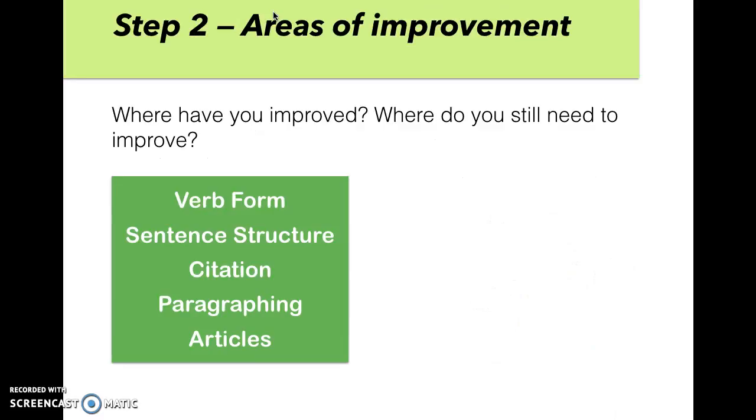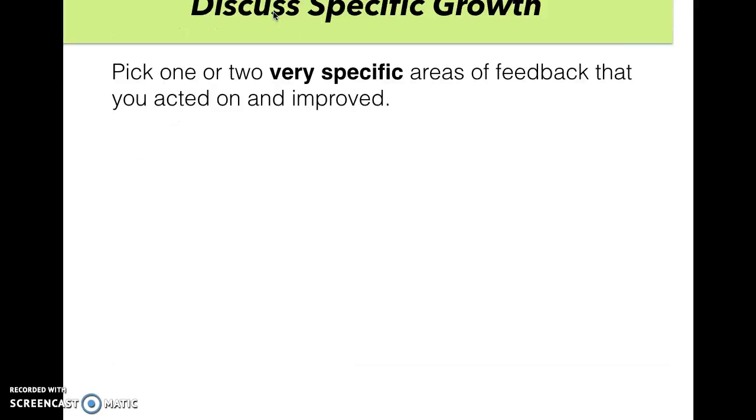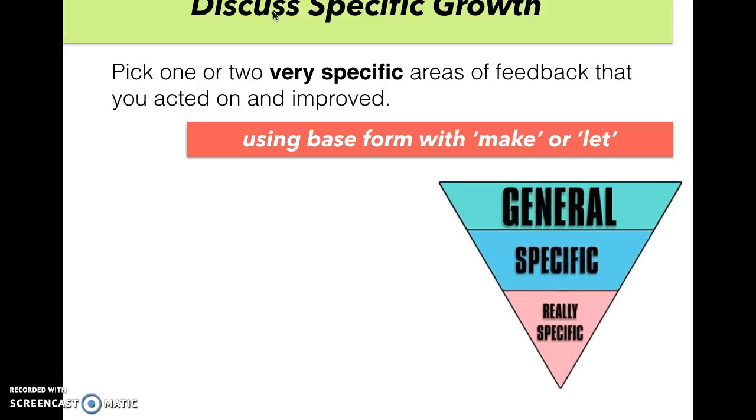Step 2 is we're going to focus particularly on one area of improvement. Where do you need to improve and where have you improved? Examples we've looked at: verb form, sentence structure, citation, using paragraphs, articles, things like that. Okay, where have I gotten better and where could I still improve? When we do this, we're going to get really specific. Okay, so we don't just say I've improved in verb form, we have to give an area. We move from a very general comment to a really specific one.